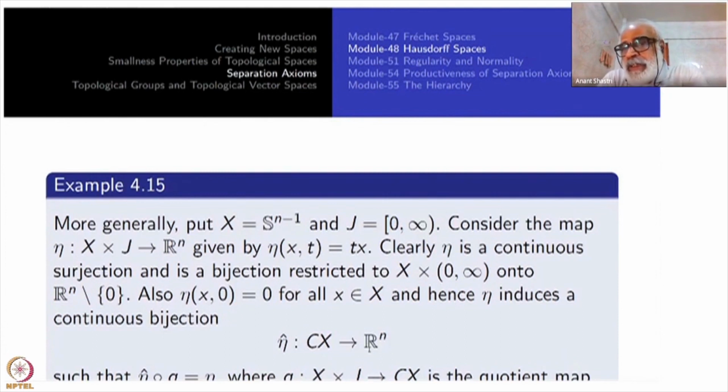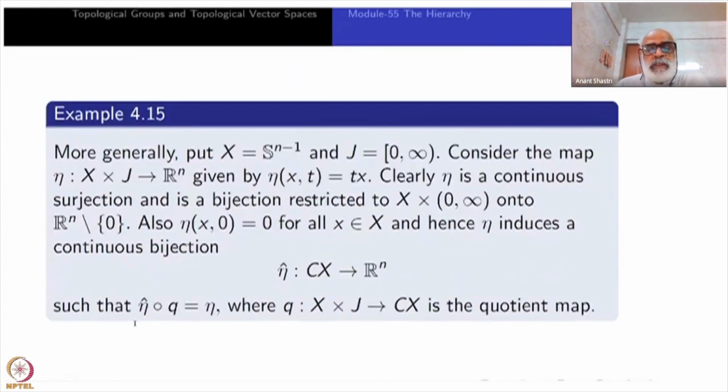It's a continuous bijection by the very definition of how to check continuity on quotient spaces. Because eta is continuous, if you write Q as x cross [0, infinity) to Cx as your quotient map, then eta hat composite Q is eta. So eta hat is continuous means eta is continuous. Q is the quotient map. That's what I have.